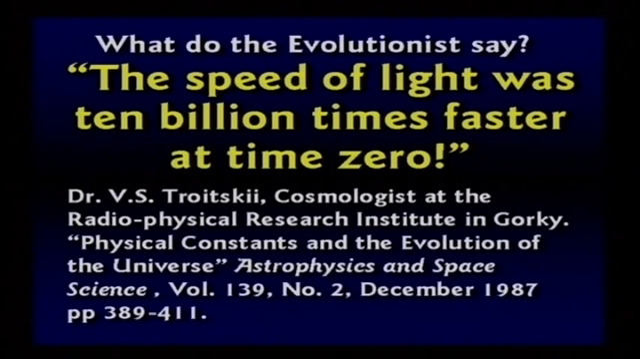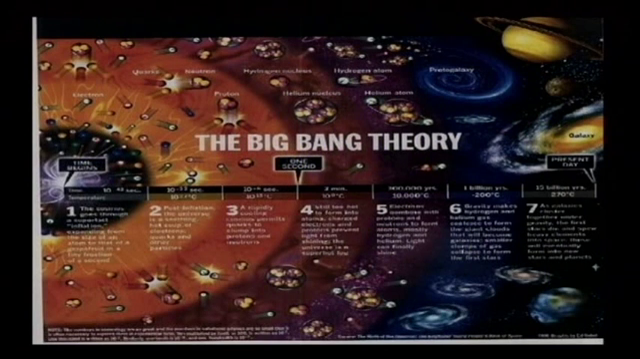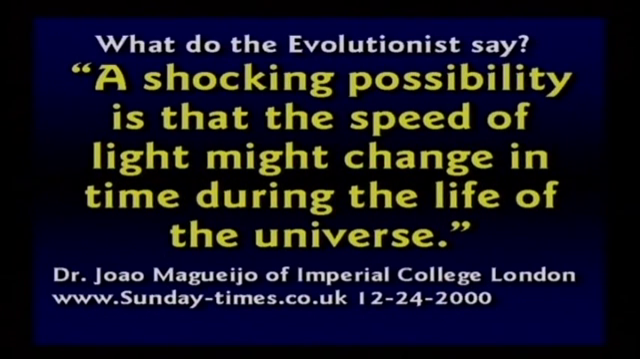Well, to argue the speed of light has always been a constant is simply not a valid argument. According to the Big Bang Theory, nothing exploded and spread out faster than the speed of light when the galaxies were first created. I don't believe that theory at all, but even they would say, yes, the speed of light was different in the past. Dr. whoever you pronounce his name here, Imperial College of London said, a shocking possibility is that the speed of light might change in time during the life of the universe.